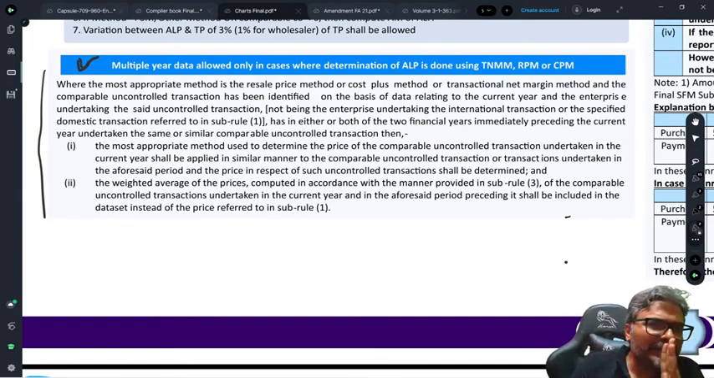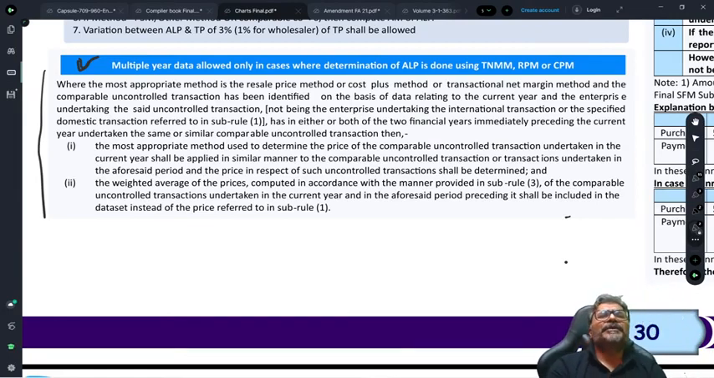Students, in the three methods, where is the margin involved? In which transfer pricing methods do we use the margin? There are three methods: the resale price method, where we take the margin; the cost plus method, where we take the margin; and also the transaction net margin method. In that method also we take the margin. These are the three methods in which we take up the margin, isn't it?